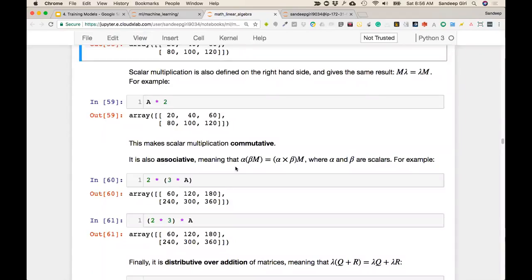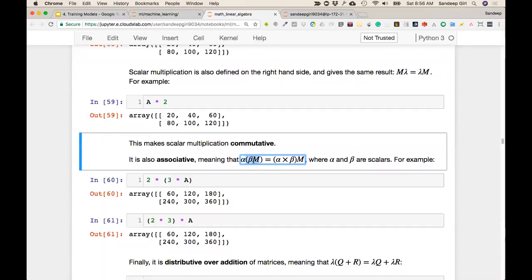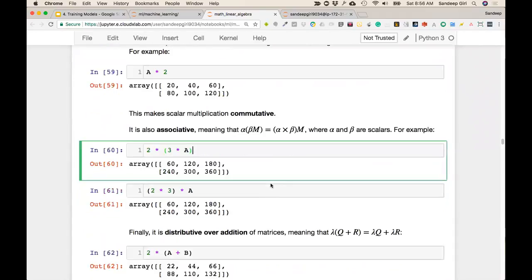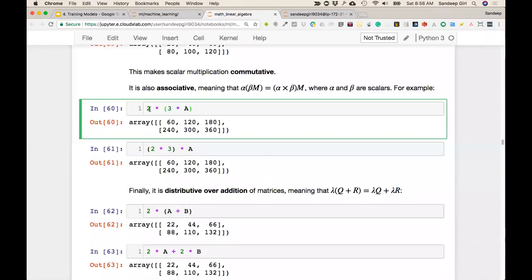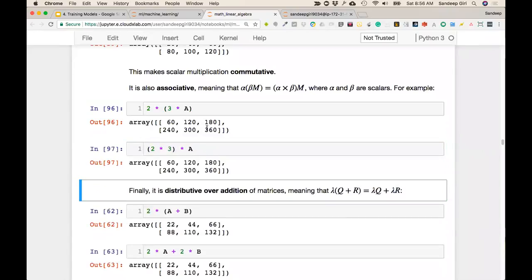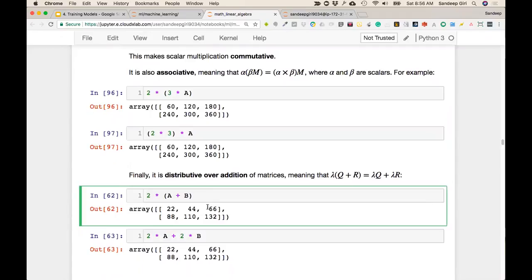And it is associative. If you have two scalars multiplying with the matrix, whether you multiply the two scalars together and then multiply the matrix with the resulting value, or you first multiply with one of the scalars and then the second, we're going to get the same result. So scalar multiplication is commutative and associative. This makes it very clear. So you have 2 into 3 into 1 and 2 into 3 into 1, as in we first multiplied these two and then the rest. The result is identical.